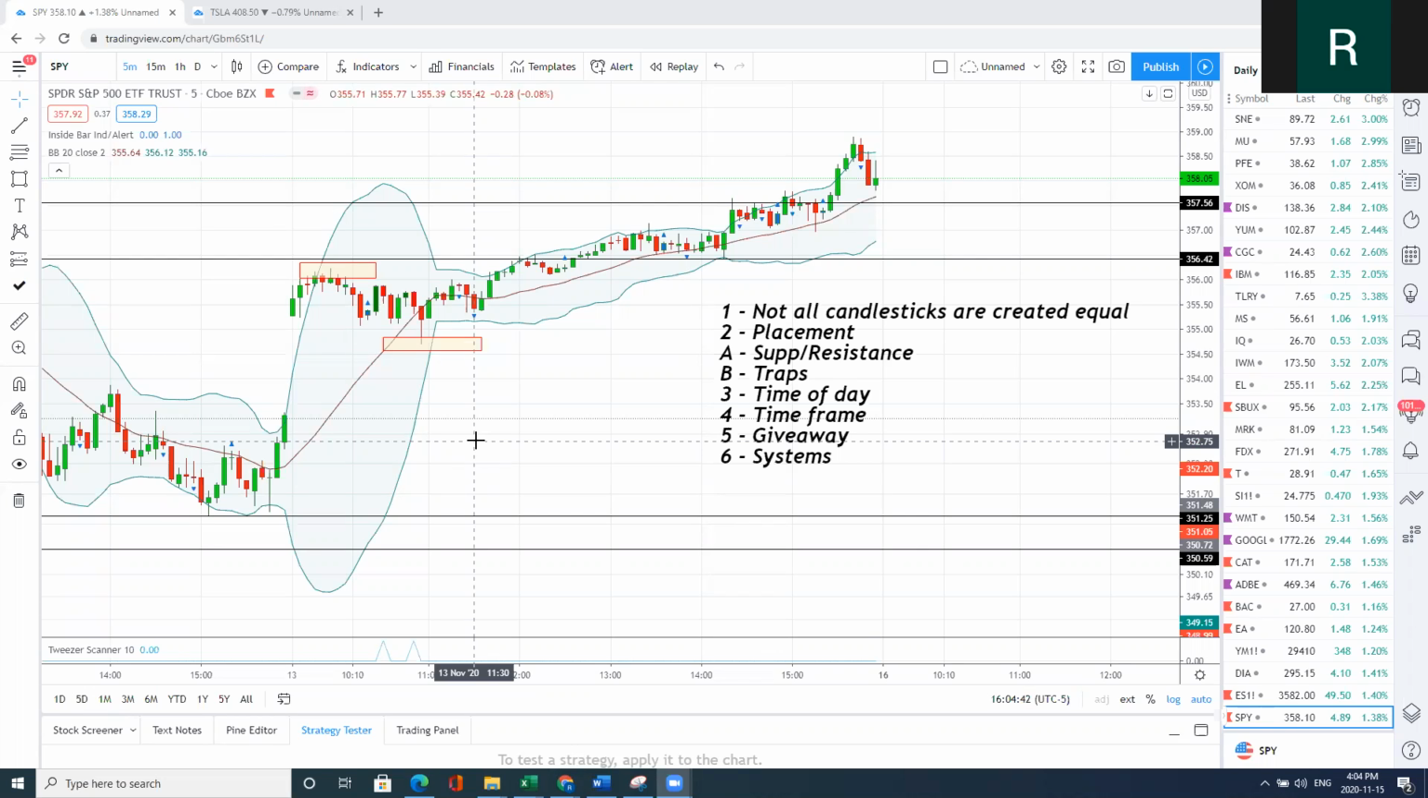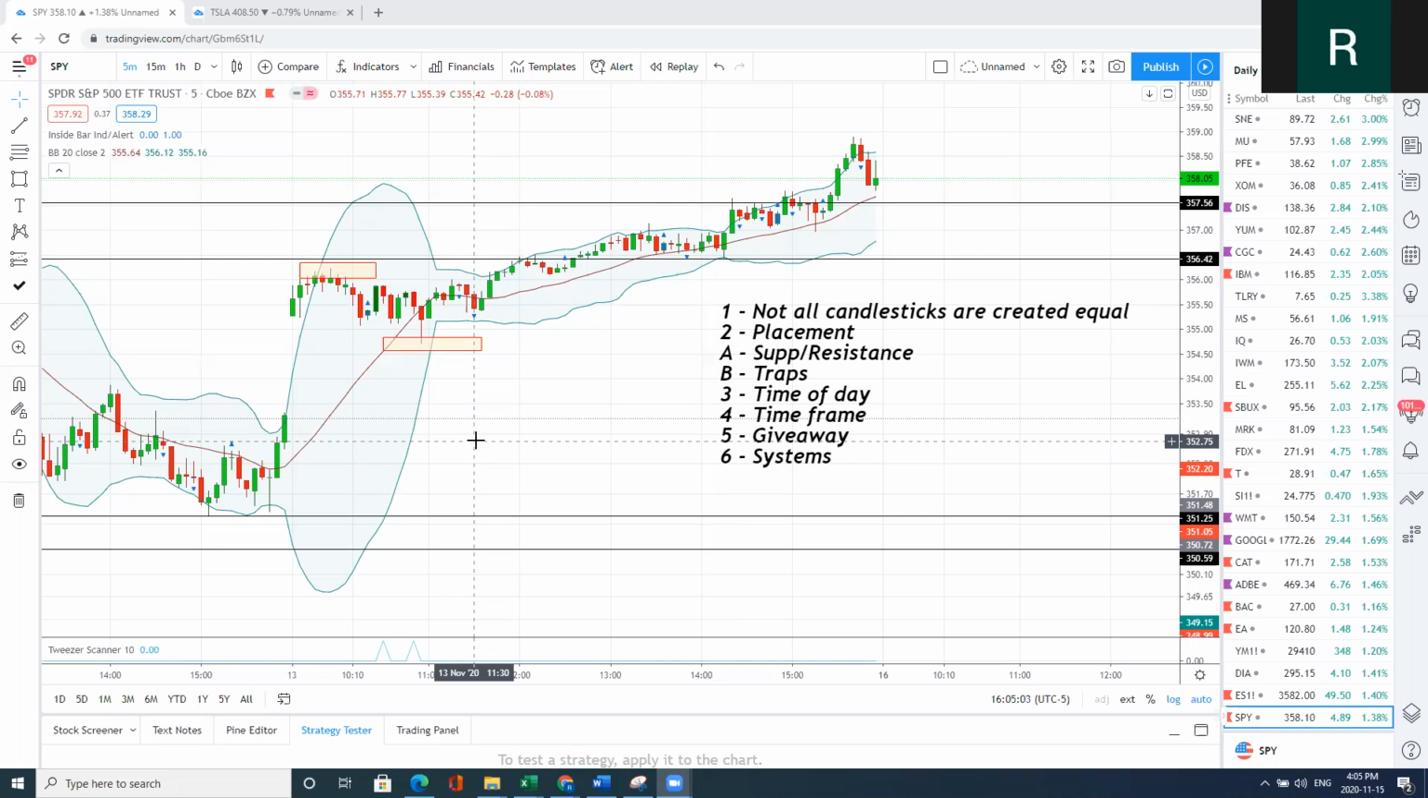Okay, so the first thing that we need to understand is that not all candlesticks are created equal. A hammer on a 5 minute versus an hourly versus a daily versus a weekly is completely different because the time frame, which is the first part, is a very, very important factor.